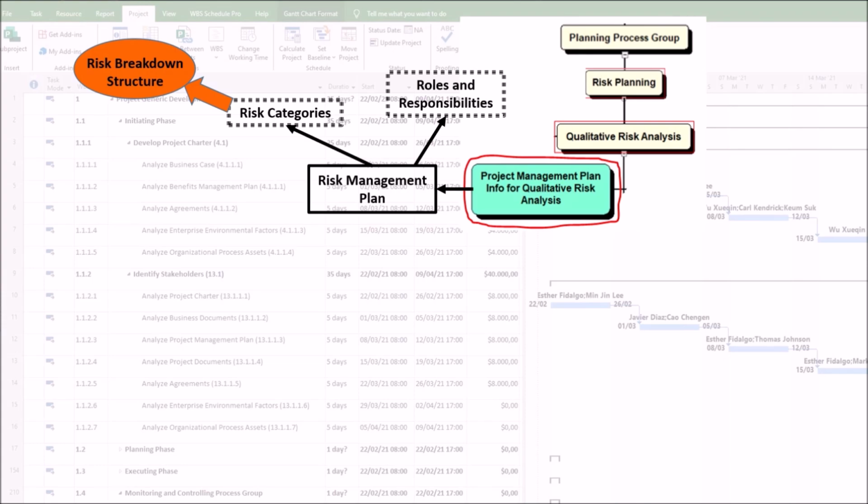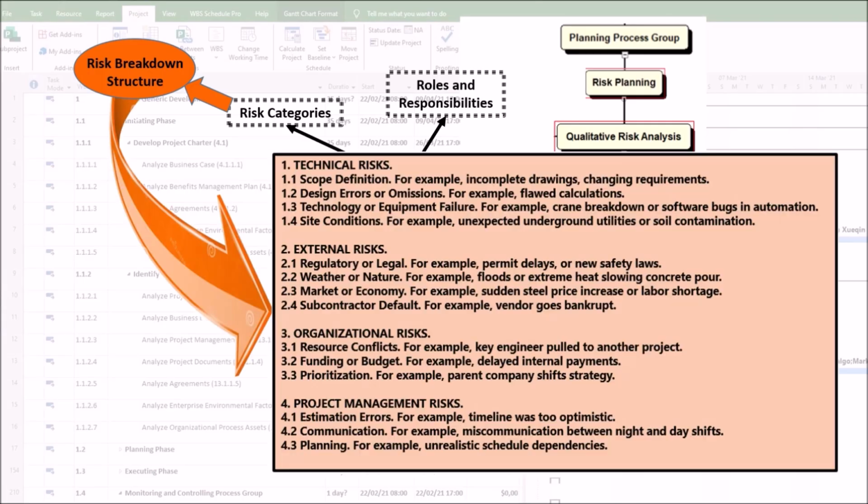As an example, consider a general construction or engineering project. This is the classic RBS structure often used in physical infrastructure projects. 1. Technical risks. First, scope definition risks. For example, incomplete drawings, changing requirements.